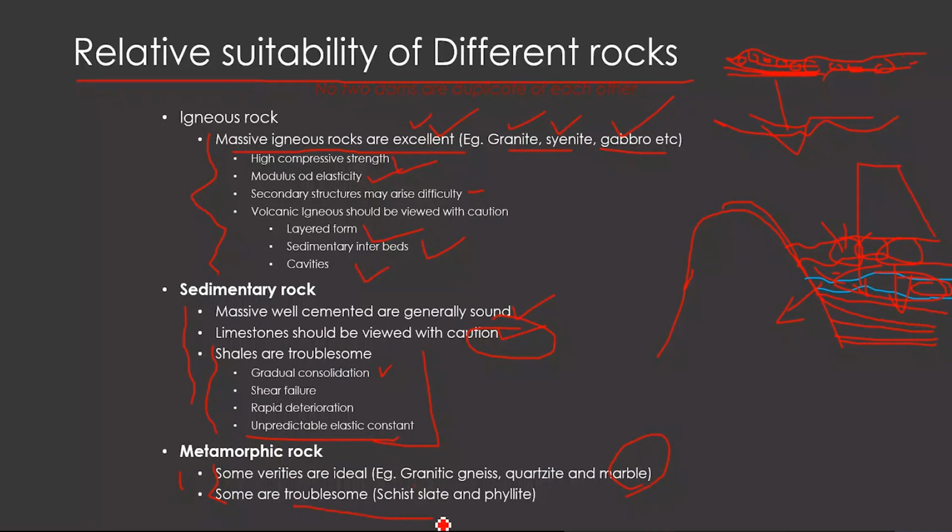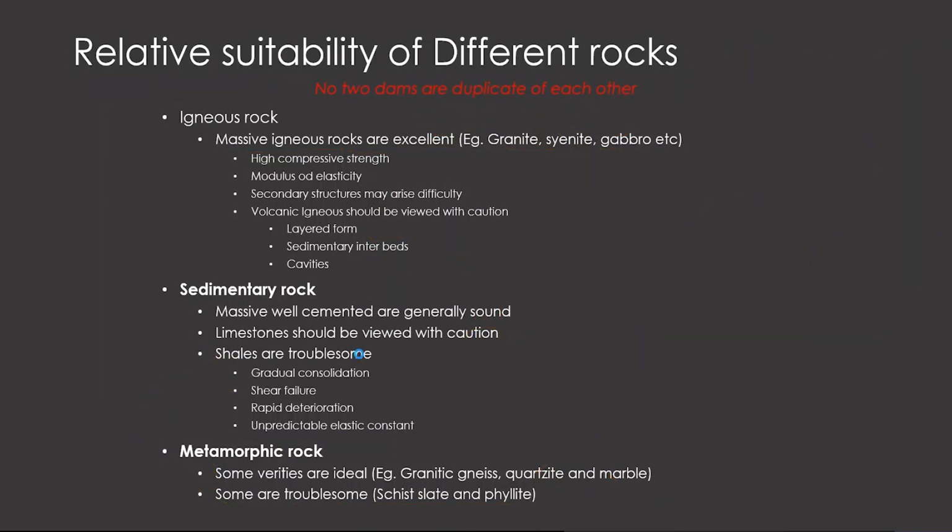But the metamorphic varieties of shale, like schist, phyllite, and slate, are rocks that are converted from shale. So the problems you observe in shale, the same problems will be seen here also: different consolidation, shear failure, rapid deterioration, and unpredictable elastic constant behavior. All those problems will also be seen in metamorphic rocks derived from sedimentary shale kinds of rocks. So these are the general characteristics for selecting the dam location.